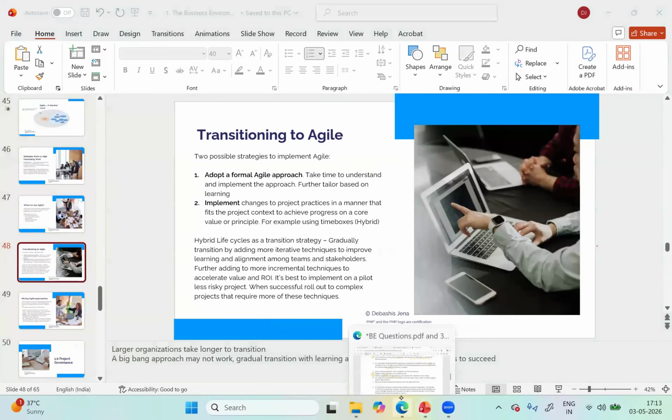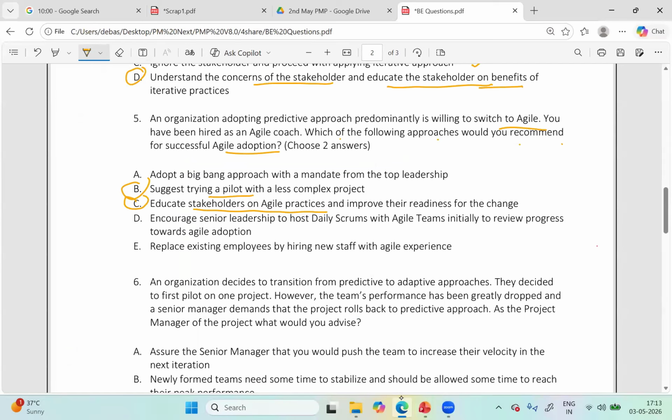Okay, pilot means a less risky project. I thought pilot means, okay, I got the point. Less risky project. It's fine. Okay, I got it. Thank you so much. Anybody else has a say on 5? Welcome.